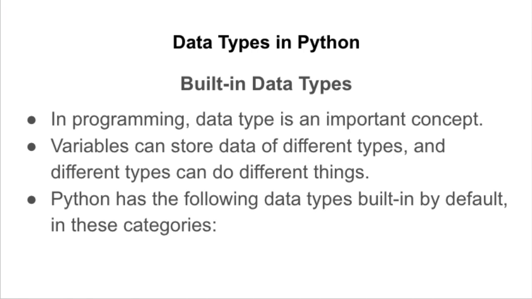Data types in Python. Built-in data types. In programming, data type is an important concept. Variables can store data of different types, and different types can do different things. Python has the following data types built in by default in these categories.